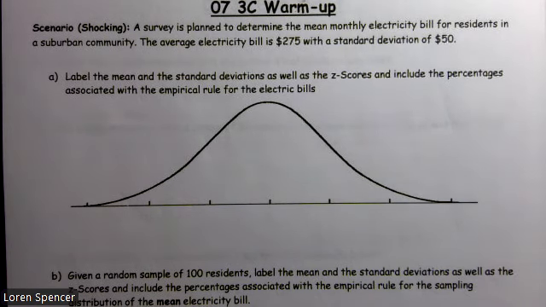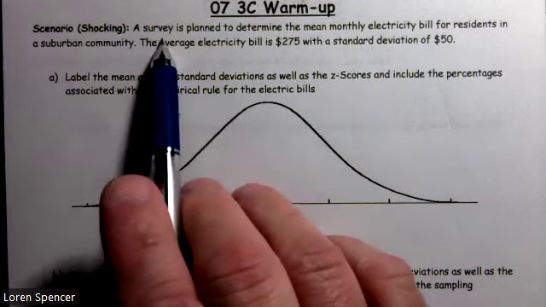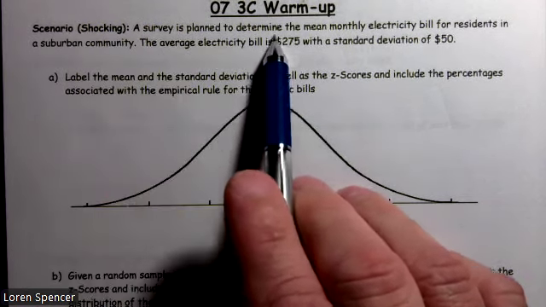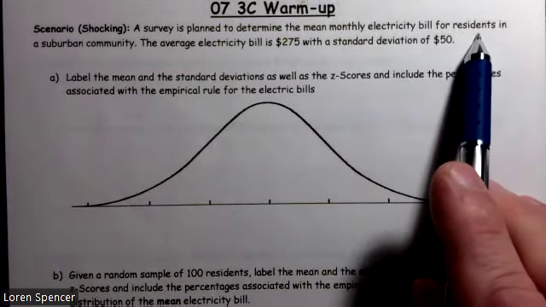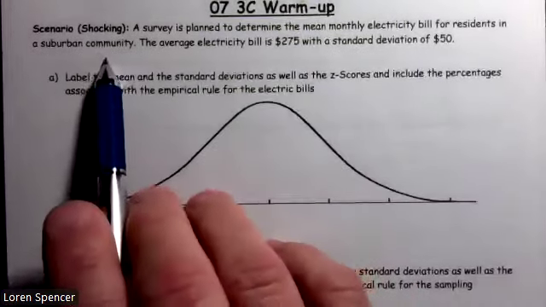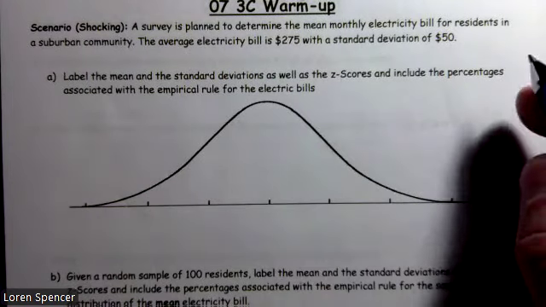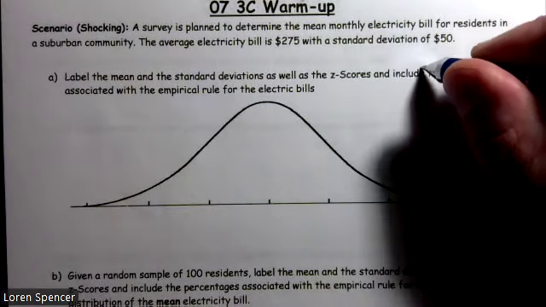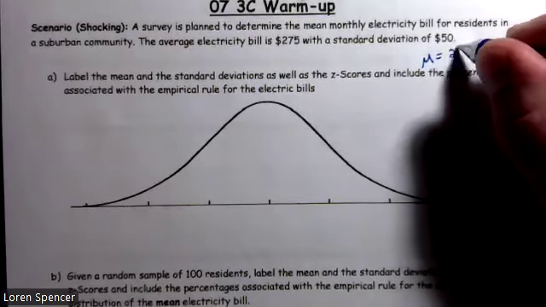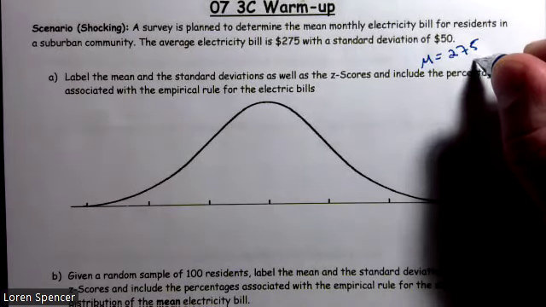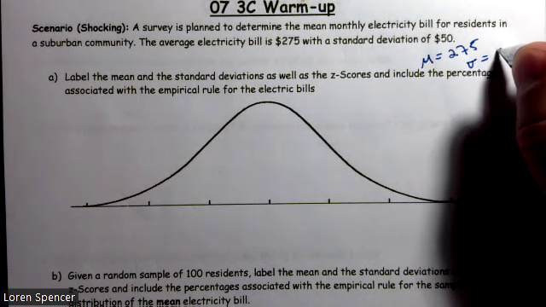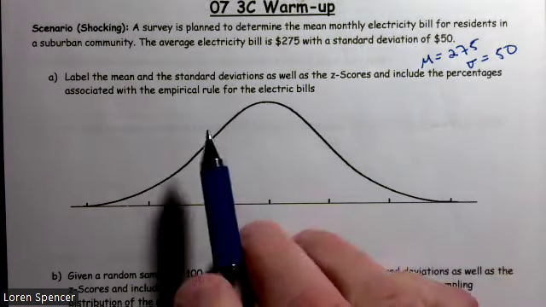And it's going to be the same thing we've been doing, looking at the empirical rule as it applies to the normal distribution and to the distribution of means, or central limit theorem. A survey is planned to determine the mean monthly electric bill for residents in a suburban area. The average electricity bill is $275 with a standard deviation of 50. Let's go ahead and mark that off to the side. So the mean is 275, and our population standard deviation is 50.